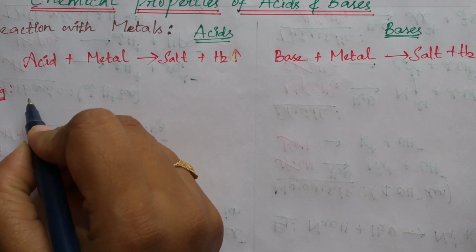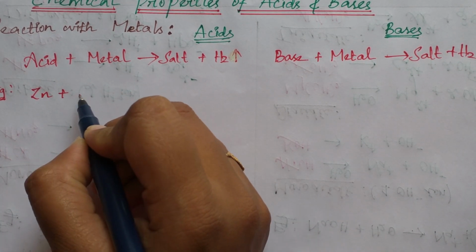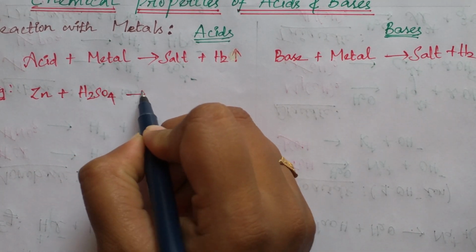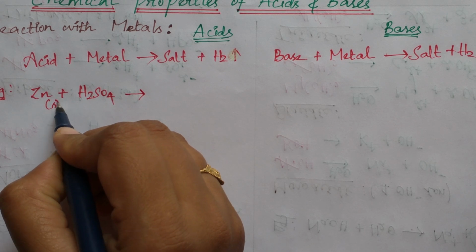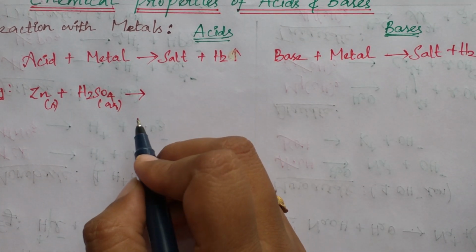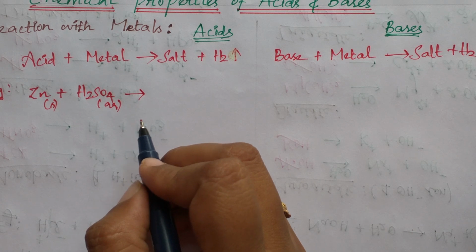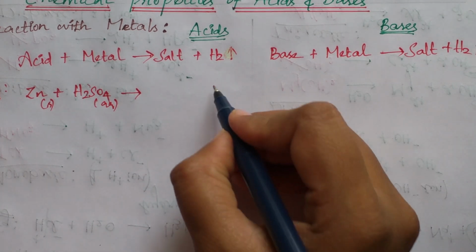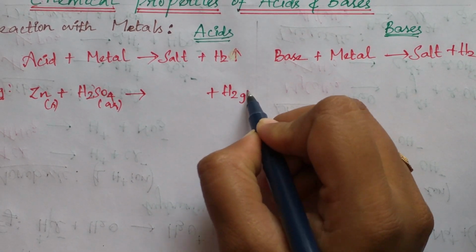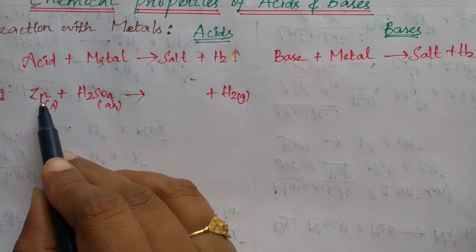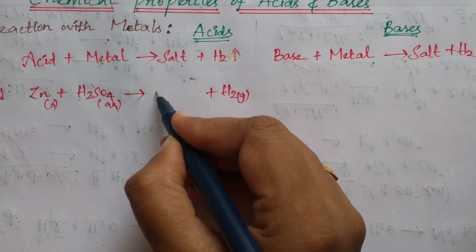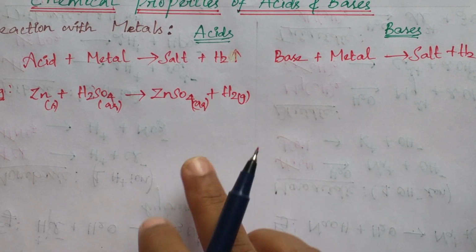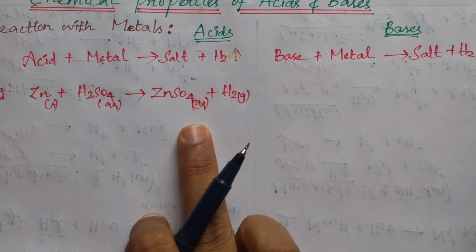Now I am taking zinc plus H2SO4. Zinc is in a solid state, here it is aqueous state. While writing equations, you should mention the physical state, students. So what happens? It produces hydrogen gas from sulfuric acid. So H2 gas is coming out, and what is the salt? ZnSO4, the remaining is SO4. So zinc sulfate, it is a salt dissolved in water. Okay students, so this is the reaction.